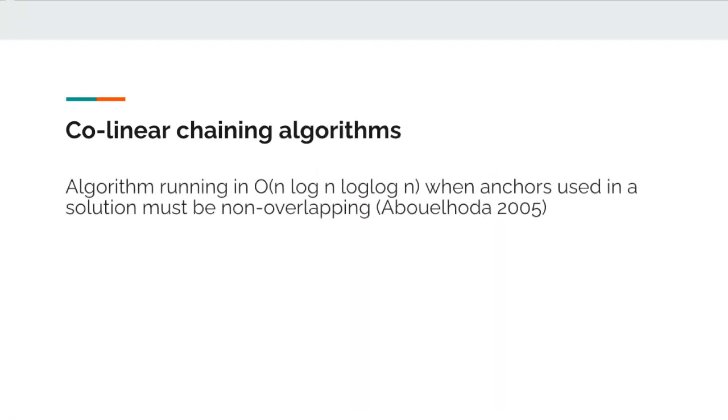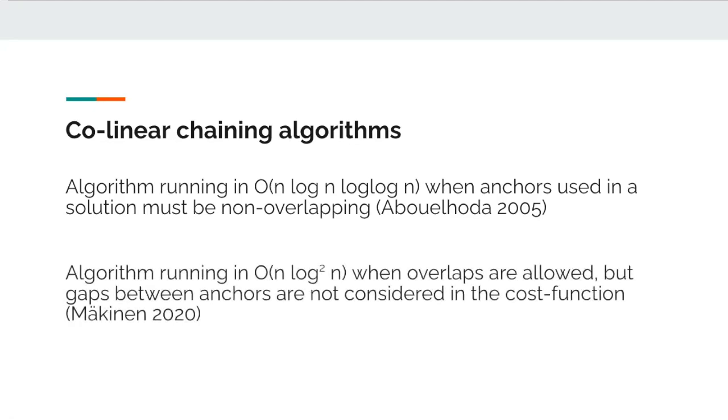There are different algorithms for this problem that depend on the cost function that we're working with. For cost functions where no overlap is allowed between anchors, there exists an algorithm running in time big O n log n log n. For cost functions where overlap between anchors is allowed, but the gap between anchors is not considered in the cost function, there exists an algorithm running in time big O n log squared n.